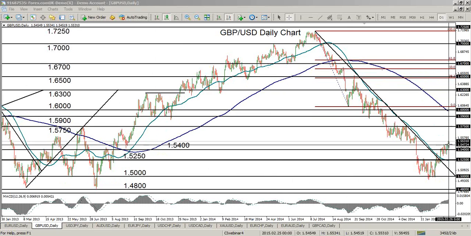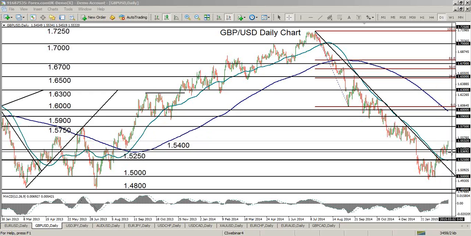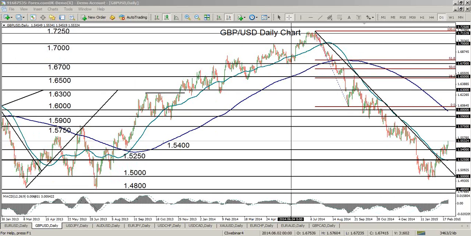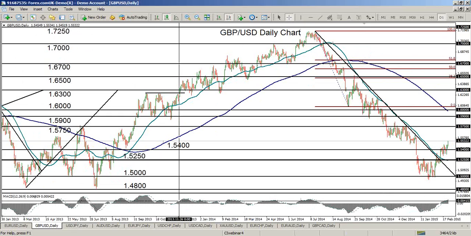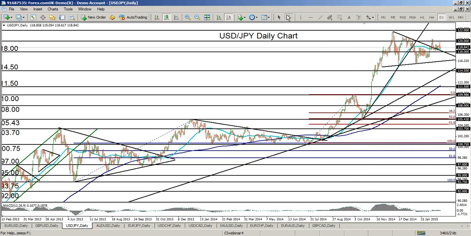Okay, so we see this up move on pound dollar. And once again, I have very strong resistance up here at 157.50, but I am looking for a retreat on this move to the upside and a further move back down towards the 150 level on pound dollar, and possibly to continue this downtrend on this currency pair. Dollar yen has been doing a whole lot of nothing lately. We take a look here, also in consolidation.